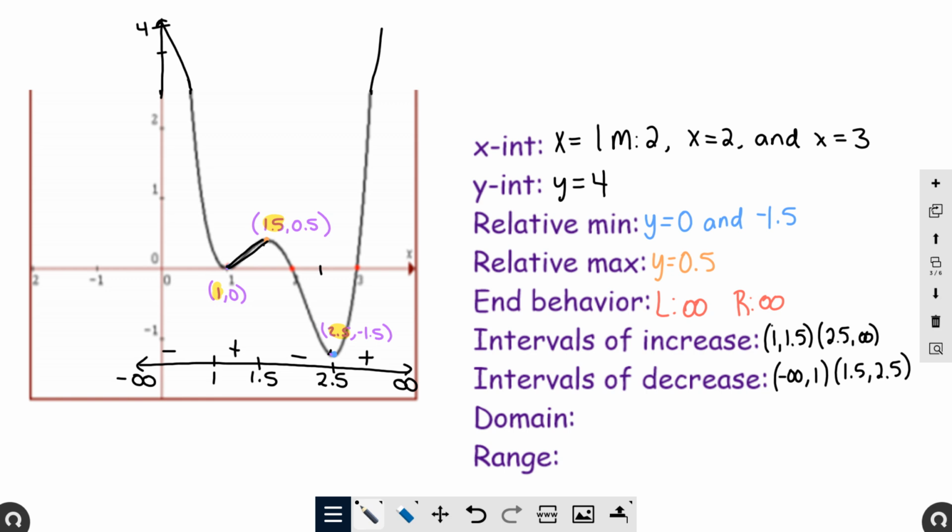All right, domain. How far does the graph go left and right? Always, with all polynomials, everything in this unit, that domain is all real numbers because it's continuous. It's going to keep going. Range on this one, look at your end behavior. Both the ends go up. So is it all real numbers anymore? No. Your range is going to deal with your y values.